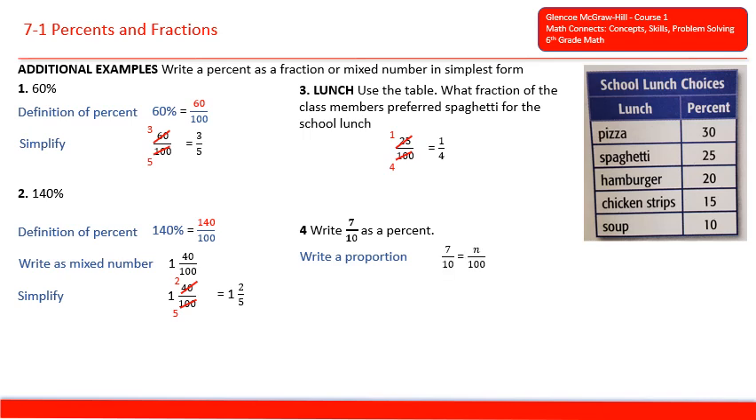And then write 7/10 as a percent. So we're going to write the proportion. 7 over 10 equals n over 100. And to solve it, how many times will 10 go into 100? So 10 times 10 is 100. So 7 times 10 is 70. So 7/10 equals 70 over 100, or 70%.